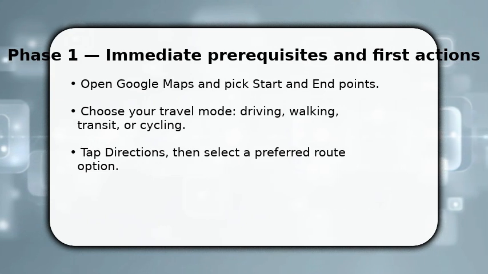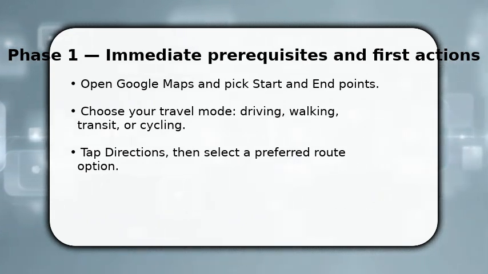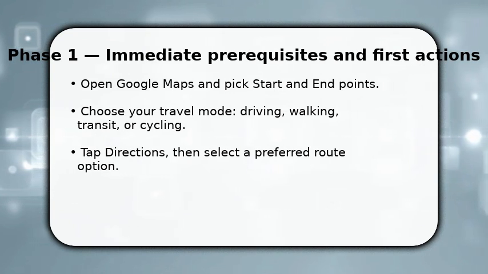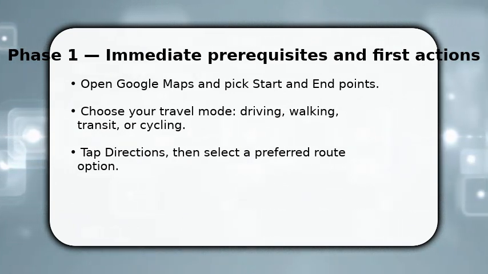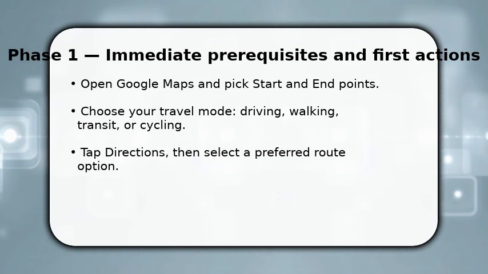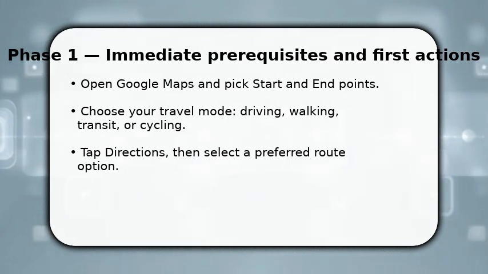Make sure to review alternate routes that appear as gray lines, tap one to switch. If you need waypoints, add a stop by tapping Add Stop. This first step gets the route ready to share and avoids guesswork later.